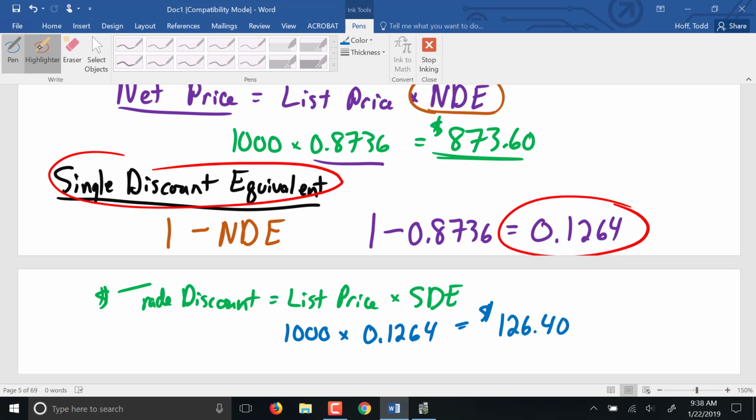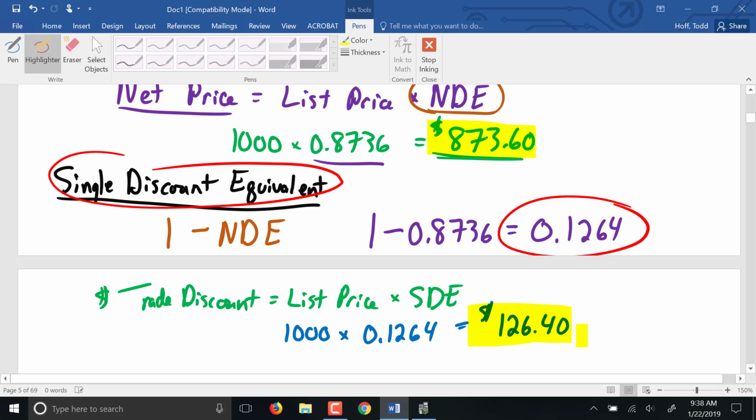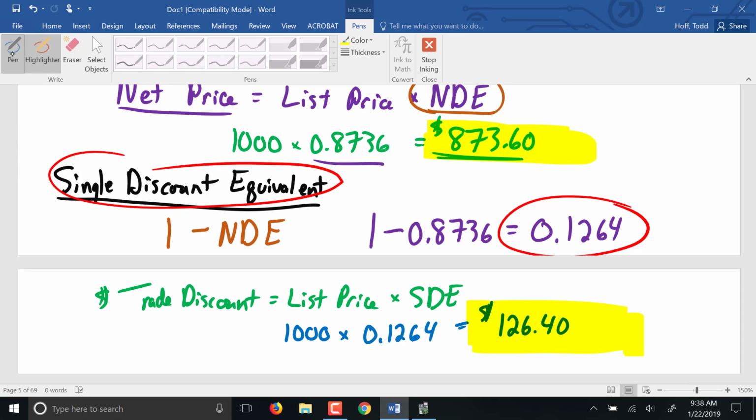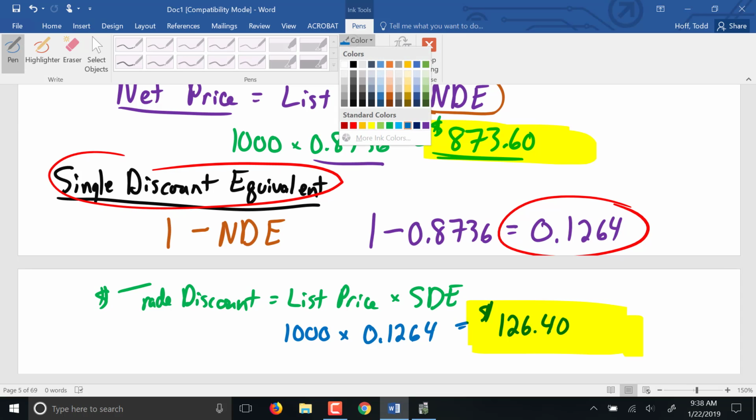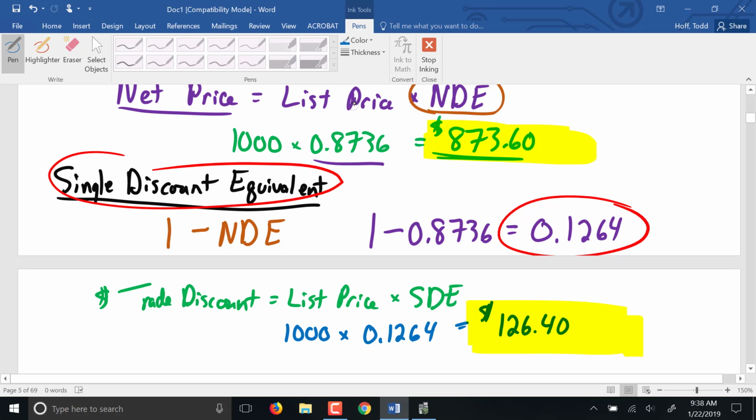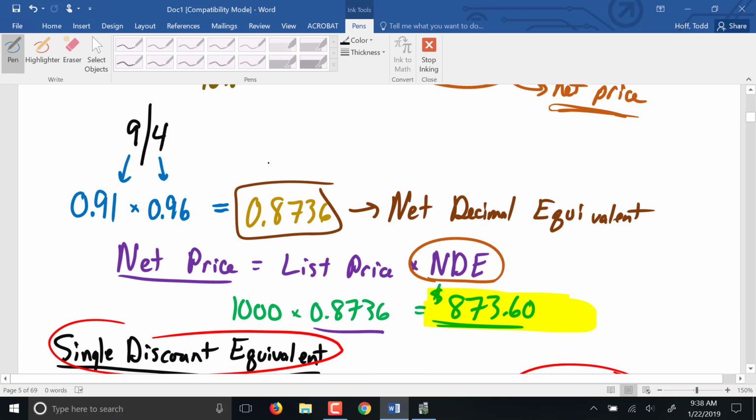$126.40. Now you'll note those two values better add up to the list price, and they do. $873.60 plus $126.40 does add up to our list price of $1,000. So that is the basics of single discount equivalent and net decimal equivalent.